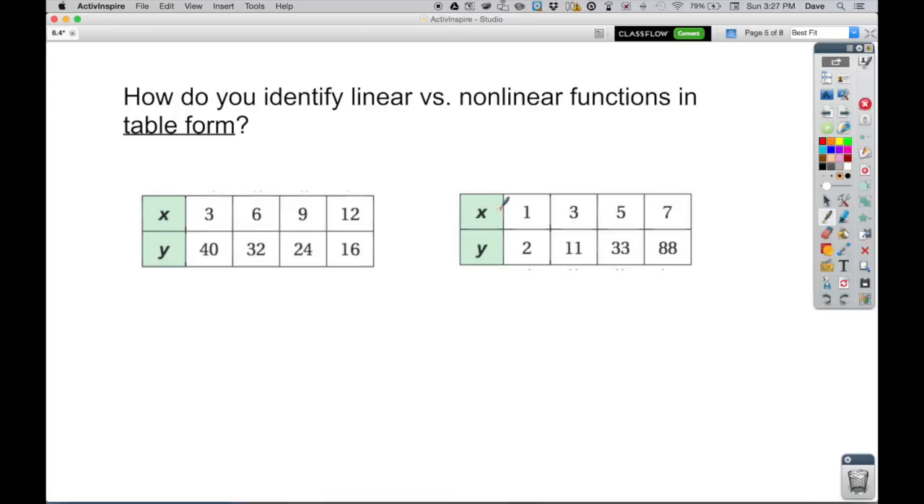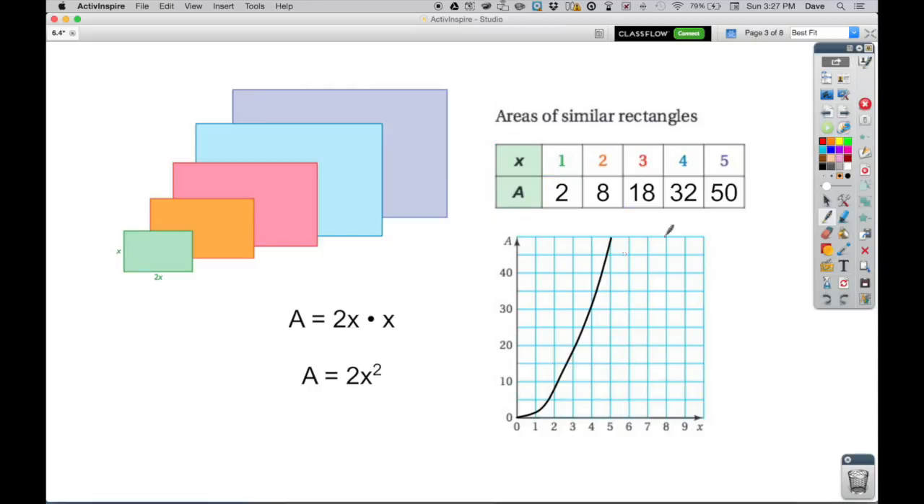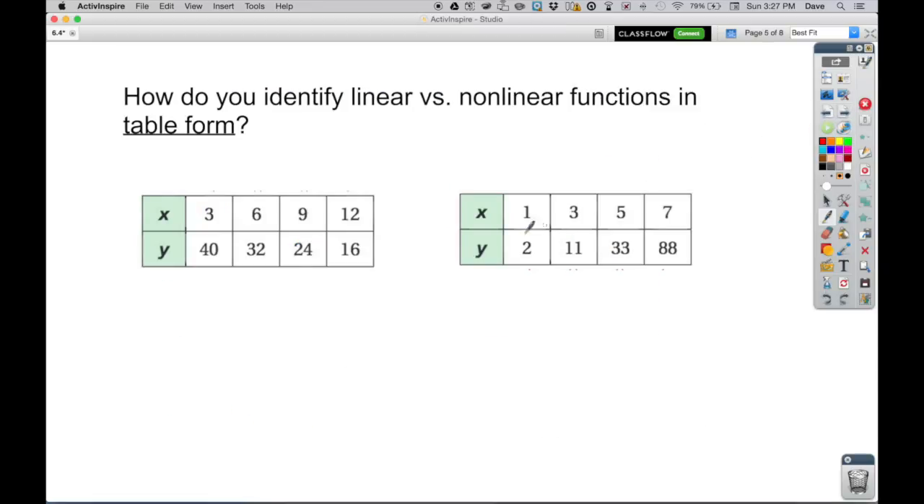All right, so what about tables? How do you identify linear versus nonlinear functions in table form? Well, again, it goes back to what we were just talking about. With linear, the slope is consistent. And so what we can do is we can look at these tables and look at the rise and run numbers.